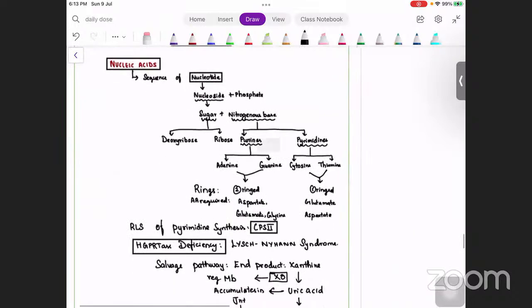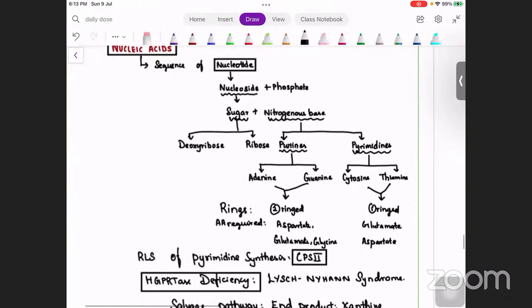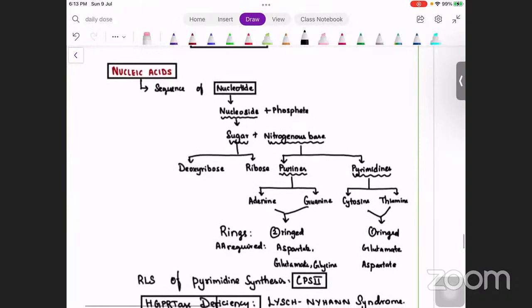Then you have molecular biology. Speaking about molecular biology, first one is nucleic acid. Nucleic acid is a sequence of nucleotides, and a nucleotide is composed of nucleoside plus phosphate. Nucleoside is composed of sugar and nitrogenous base. The sugar in case of DNA is deoxyribose; in case of RNA, it is ribose sugar.